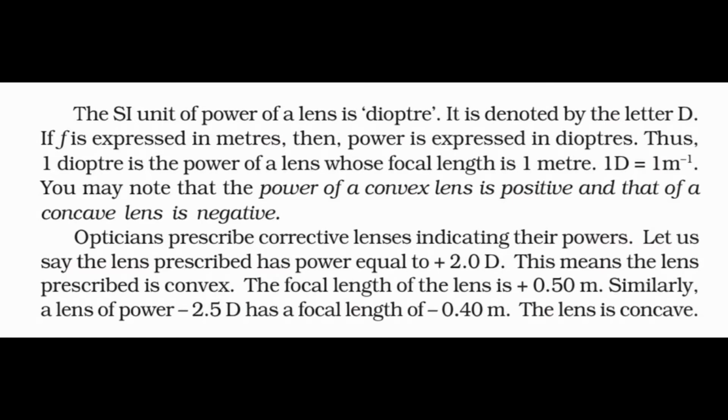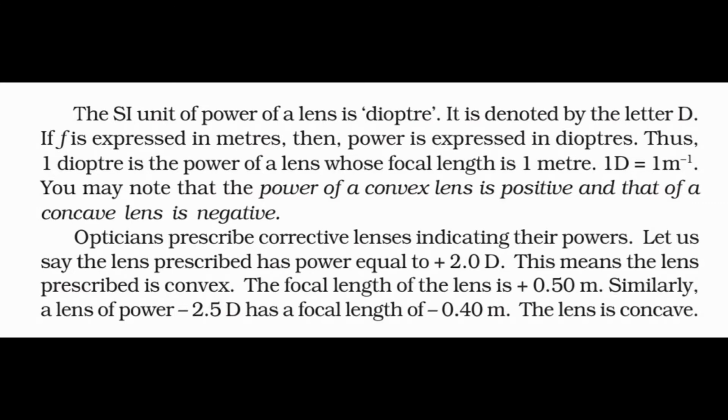The SI unit of power of a lens is diopter. It is denoted by letter D. If focal length is expressed in meters, then power is expressed in diopter. 1 diopter is the power of that lens whose focal length is 1 meter. If power of a given lens is plus 2 diopter, then the given lens is convex. If its power is minus 2.5 or something else, meaning a negative value, then we can identify the lens as a concave lens.